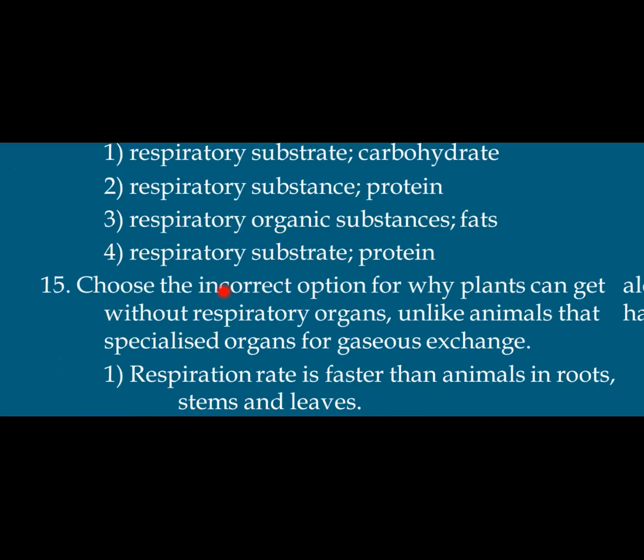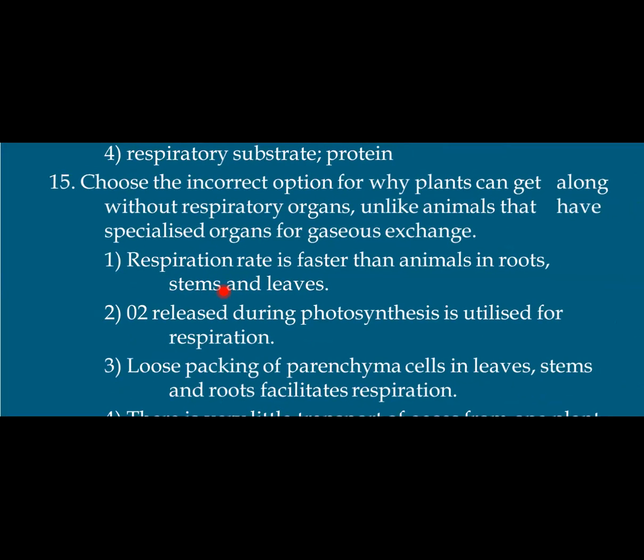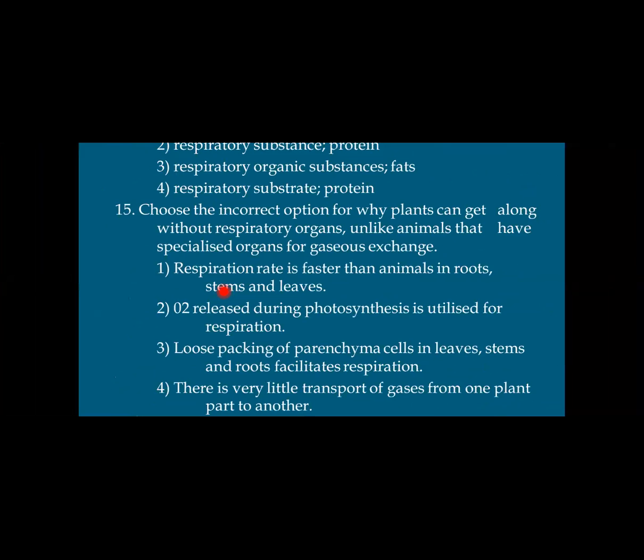Question number 15. Choose the incorrect option for why the plants can get along without respiratory organs, unlike animals that have specialized organs. What is the question? You have to understand it first. First of all, you have to find out the wrong statement here. Plants can get along without respiratory organs. I said that plants do not have special structures like a respiratory tract, lungs, alveoli. So structures are not there, whereas animals have all these structures for gaseous exchange. You have to find out the incorrect option for that.